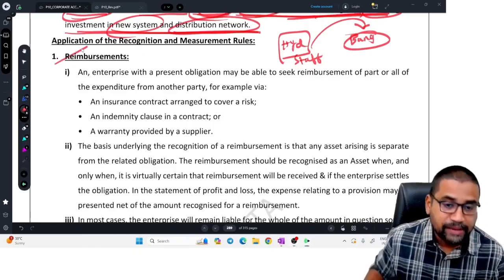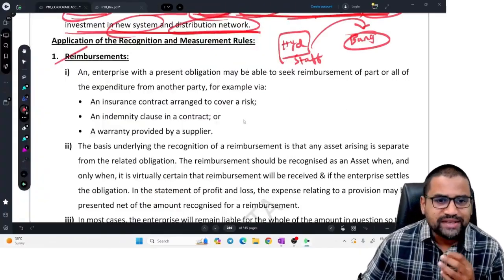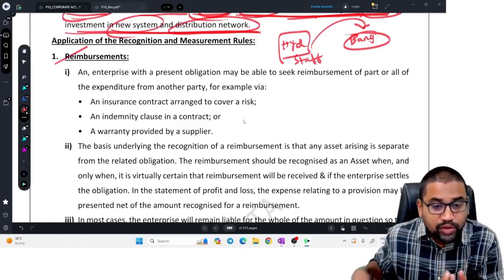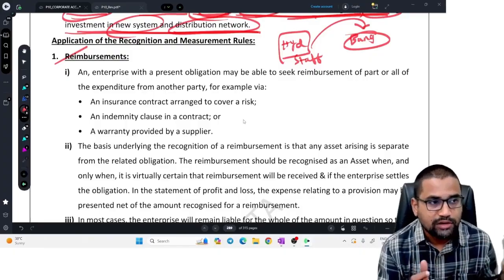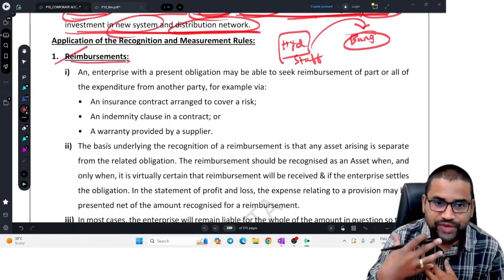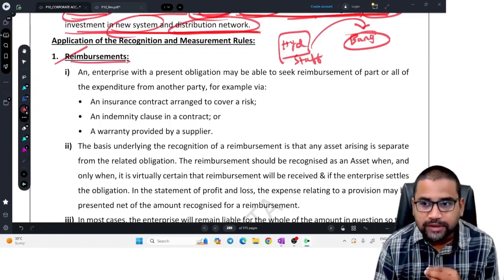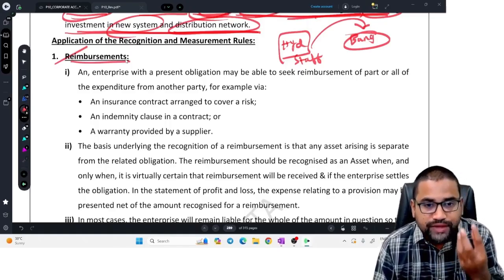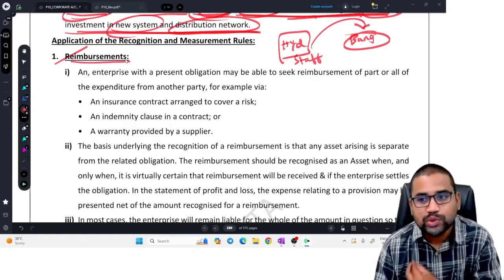So first concept, reimbursements. I think this concept we have touched a little bit. So what is this reimbursement? When we are going to incur something, if out of this amount some amount is coming from outside or from other sources, that we call reimbursement. Suppose we have an obligation. For whatever amount we are going to incur for that obligation, either part of the amount or the full amount may come from outside sources as a reimbursement.